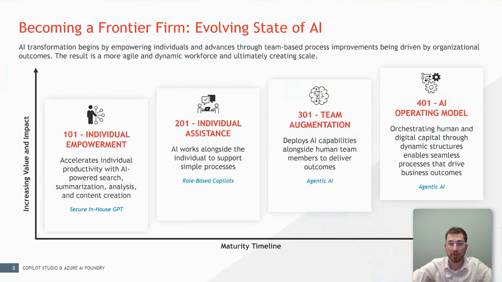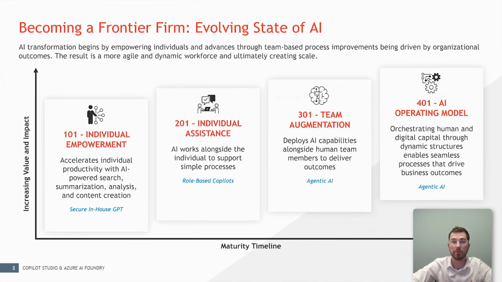To get started, I want to talk about the evolving state of AI because it's really come a long way over the last several years. For most of us, we first started using AI to empower individuals using a secure in-house GPT that took many different forms, but in most instances, that was using tools like Microsoft's OpenAI service in Azure. From there, we saw organizations adopt AI assistants within their applications. For a lot of us, we saw that as Microsoft 365 Copilot or Dynamics 365 Copilot.